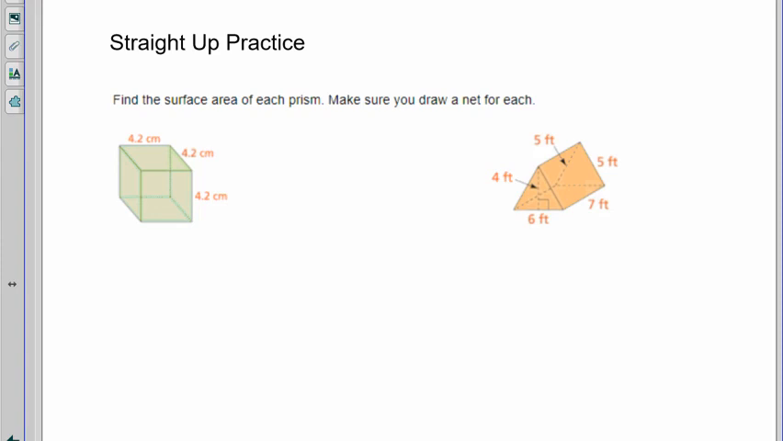For the second one, looks like a tent, right? It's a triangular prism. Draw the net for sure, label it, and make your calculations. Give it a shot, and we'll talk about it in class.